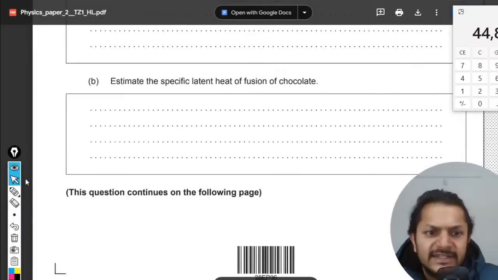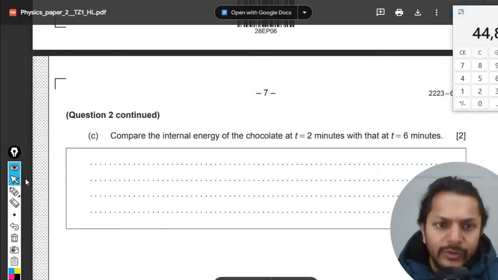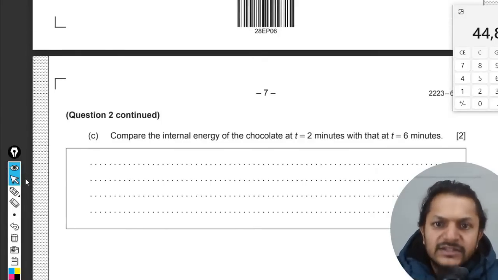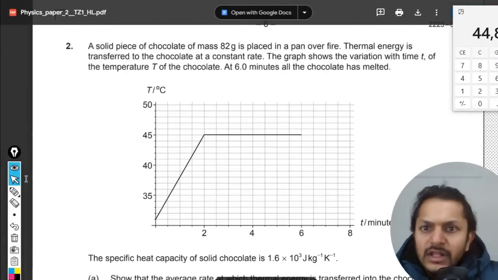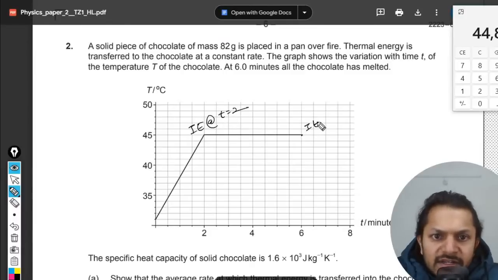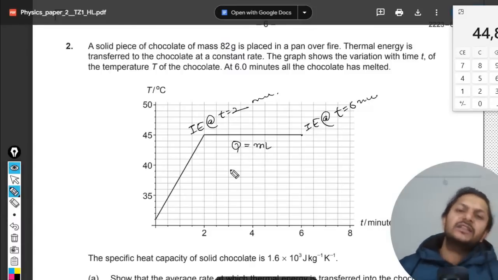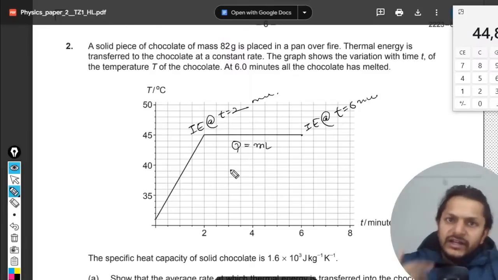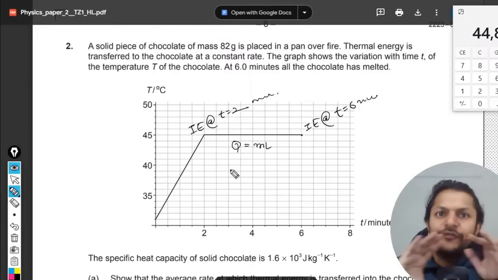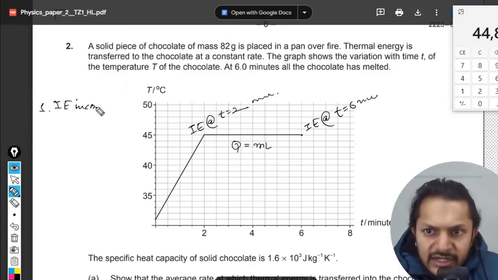Okay, so the C question is, compare the internal energy at t is equal to 2 minutes and t is equal to 6 minutes. Now, internal energy at t is equal to 2, and at this point it is the internal energy at t is equal to 6 minutes. So clearly, some energy has been given to the chocolate, to the material, and the material has taken up that energy. So clearly, the internal energy increases. So the first argument that we are going to make is that internal energy increases.